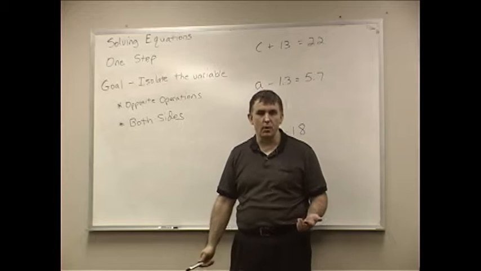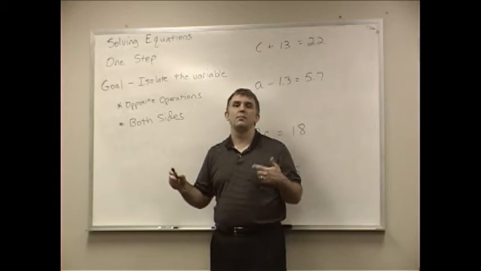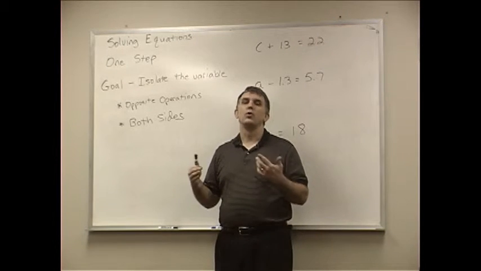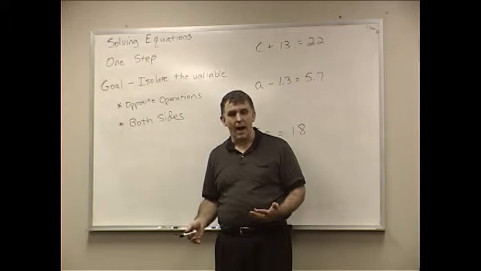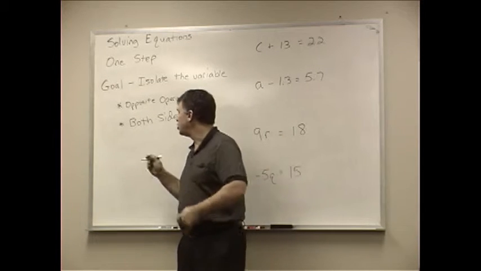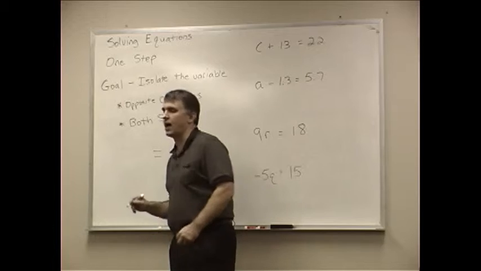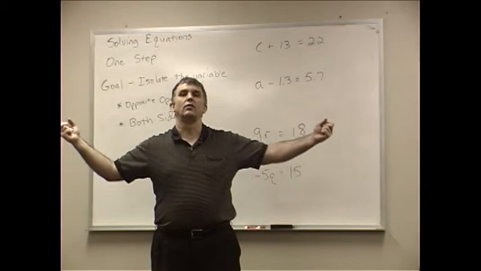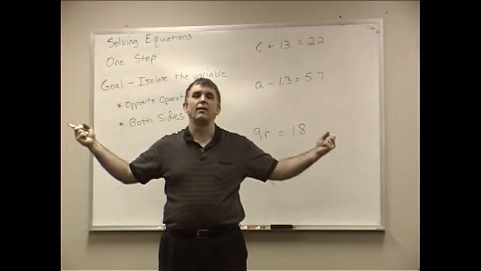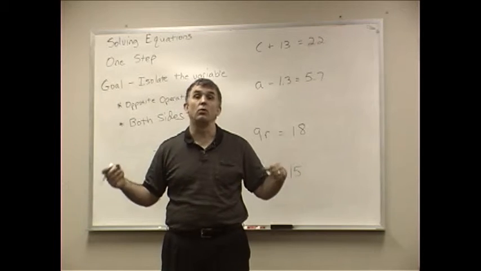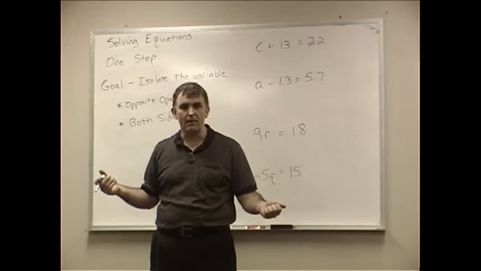You've got to do it to both sides. And it gets to be like a mantra. Really quick, I want to go over why. An equation has an equal sign. Equal signs mean that both sides have the same value. They don't look the same, but they have the same value.